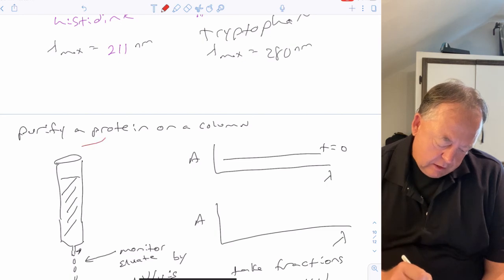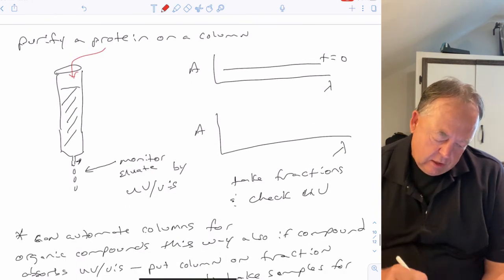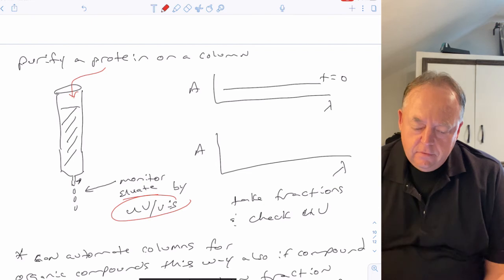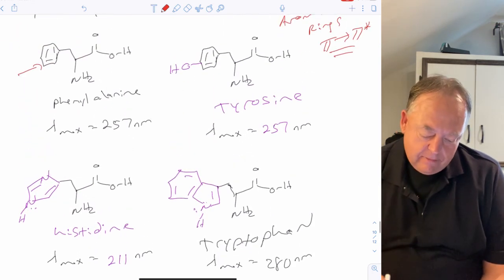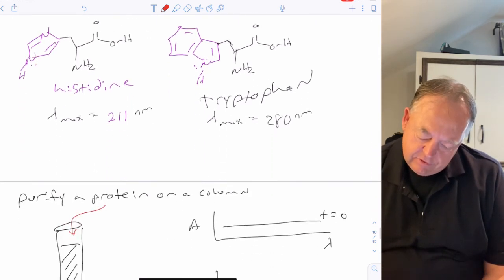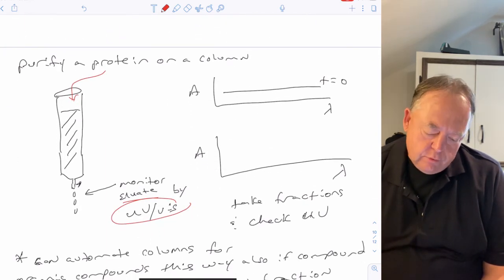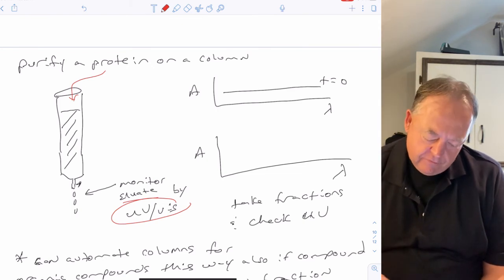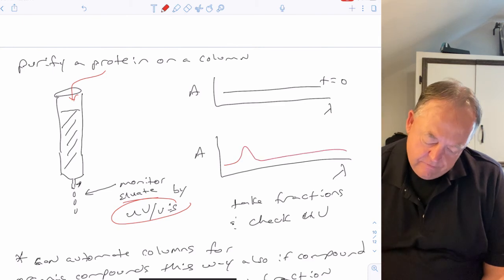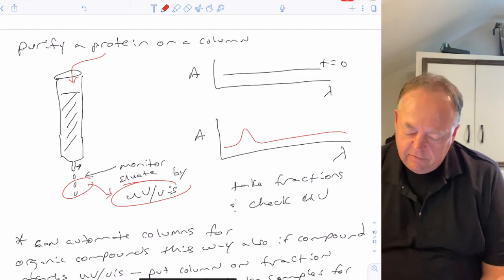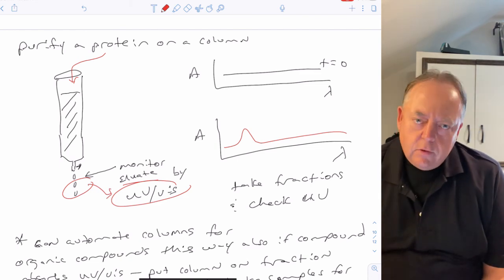So if you put the protein on the column, as the protein comes off the column, you can monitor the eluate by UV Vis spectroscopy. Right? Assuming the protein has one of these amino acids in it, if you see no absorption, that means there's no protein coming off the column. If you see a peak, so you take a few of these drops and monitor them by UV, and if you see a signal, then that means the protein's coming off the column.